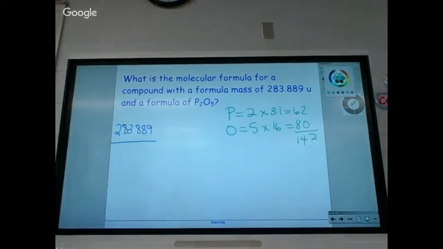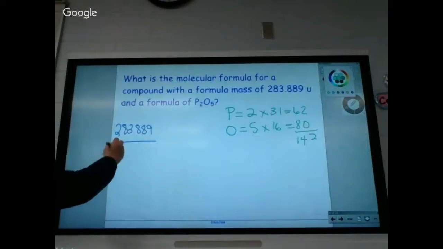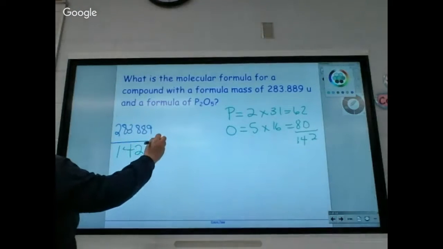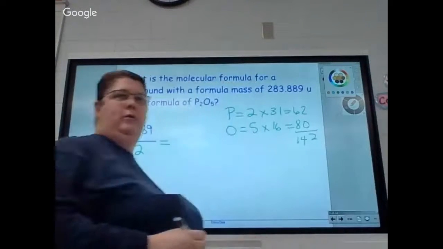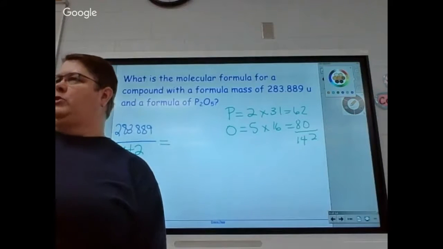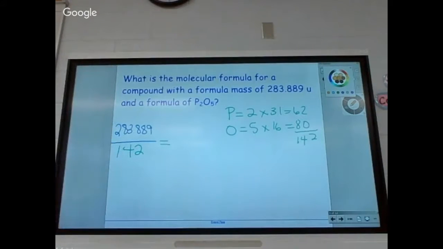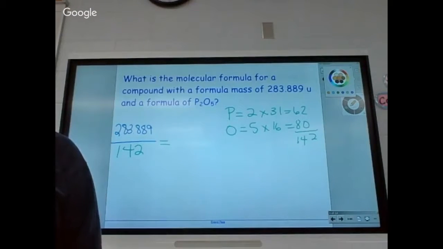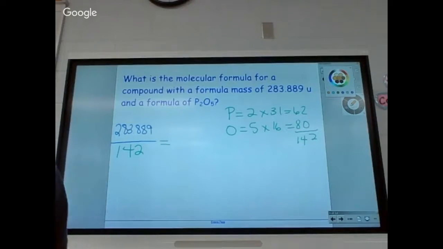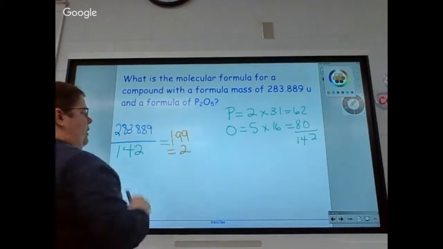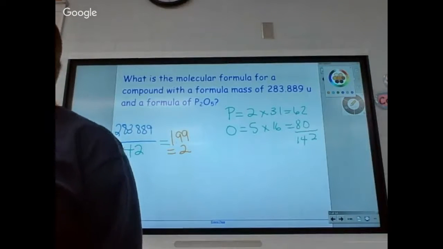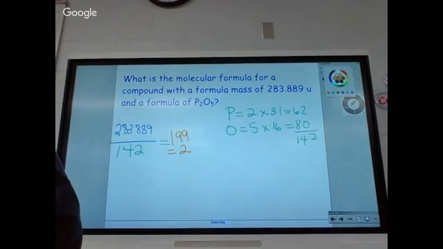So where am I going to put it? Under the bottom, because that's what I added up. Now, when I divide this, this should be a whole number. This is the number this formula was originally reduced by. So what do I get when I divide? Somebody divide that for me. What'd you get on the calculator? So 1.999 is the same as 2. Even though it didn't turn out to be exactly 2, you saw that it was 1.999, which is the same as 2, right?